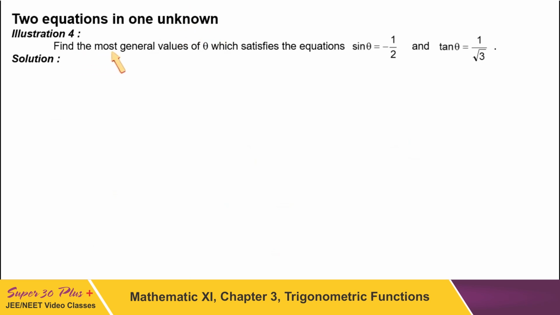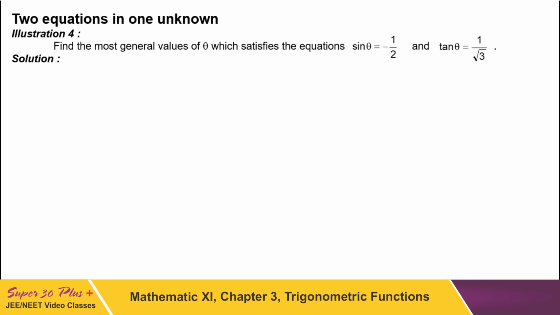Find the most general values of theta which satisfy the equation sin theta is equal to minus half, tan theta is equal to 1 by root 3. What is the main fundamental method to solve this type of questions? First of all, we have to find the quadrant in which sin theta is negative and the quadrant in which tan theta is positive.